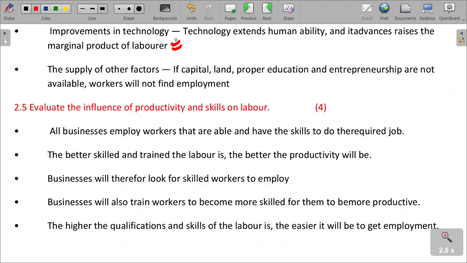And that is one other condition that we need to understand. The supply of other factors. If capital, land, proper education and entrepreneurship are not available, workers will not find employment. Obviously, employment is a product that comes as a result of investment in factors of production. If factors of production are not available, we cannot create employment. So there needs to be an effective use of factors of production in order to create employment for our people.